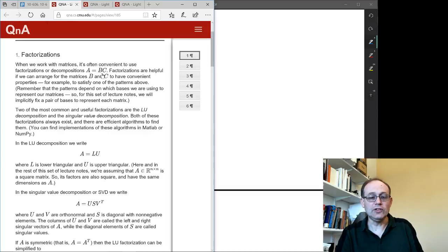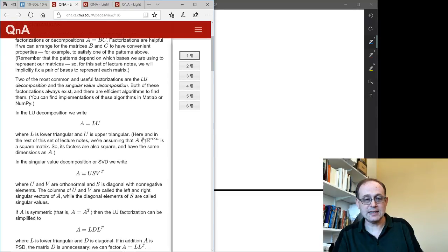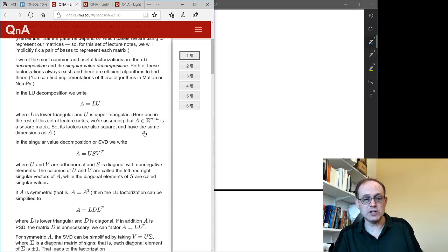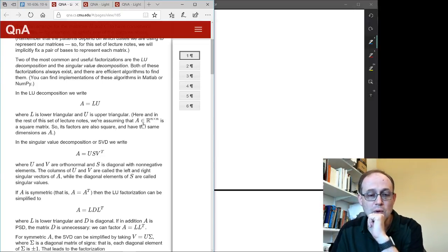We'll just implicitly fix a basis whenever we talk about these matrices. All right, so we've met one factorization already, the singular value decomposition, and that and the LU decomposition are maybe the two most common factorizations to use computationally. So let's go over those.